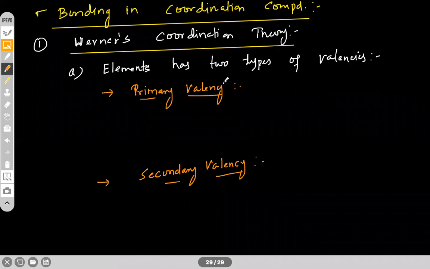Next point, you write down. The primary valency is satisfied by the neutral molecule, satisfied by the negative ions. Negative ions such as Cl minus, SO4 2-, the sulfate ion, etc. The primary valencies are satisfied by the negative ions, Cl minus, sulfate ions, all those things.